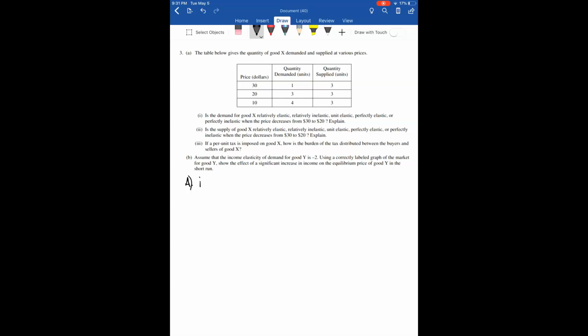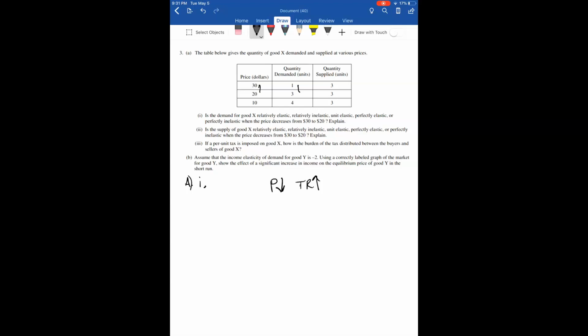And explain. Well, as I decrease the price from 30 to 20, my total revenue would be increasing from 30 to 60. Price going down, total revenue increasing. The total revenue test says that is going to be relatively elastic.